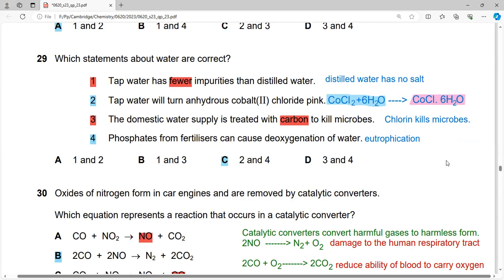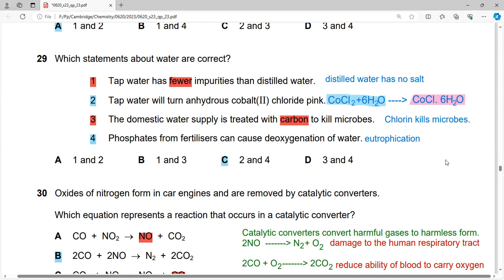The question number 29. Which statements about water are correct? So water is transparent, it has no color, and it has a pH value of 7. Colorless, odorless, tasteless, pH value 7. So these are the properties of water. We're going to check that. So option number 1, the tap water has fewer impurities than the distilled water. So that's a wrong option. Why? Because distilled water has 0 salt. So that's why the fewer impurity statement is wrong.